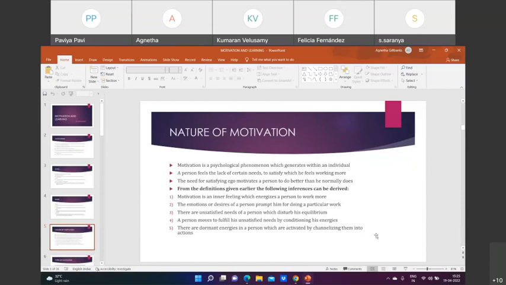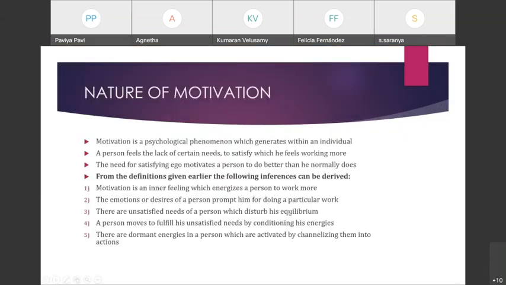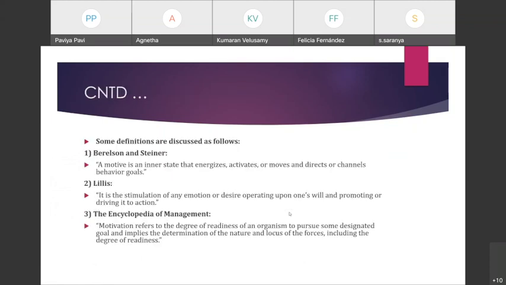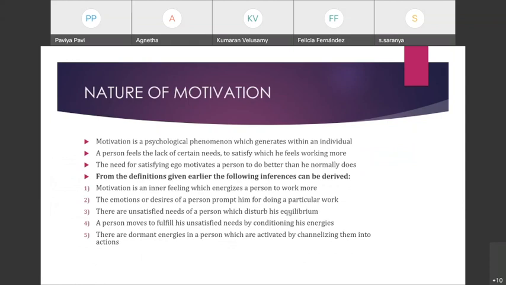Now, what is the nature of motivation? As we already said, it is something which generates an individual to work towards their goal, to satisfy their goal, to do an action which is going to reach their goal. So from the definitions which I have got over here, the basic things that can be taken from it are, first of all, it is an inner feeling which gives a person energy to work more. Then it is an emotion or desire that prompts them to do some work.